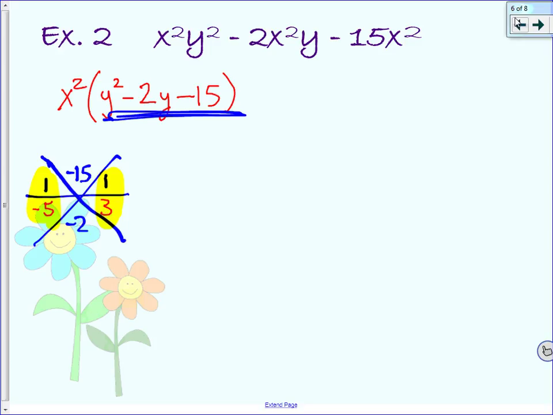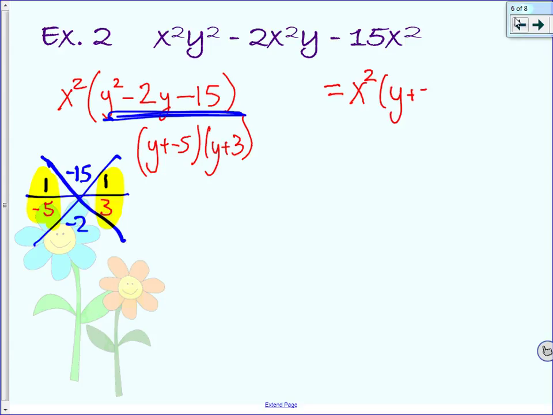Okay. So, Brennan, can you name the factors for me? It'd be x plus negative 5 and x plus 3. Okay, and I just changed the variable to a y for you. Oh, yeah. You had the numbers correct. All right, and now when we write our final answer, we write what we took out, our GCF, which is x squared times y plus negative 5, or you could write y minus 5 times y plus 3. And if I were to multiply all that together, I would get what I started with.